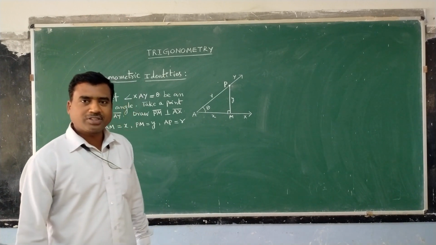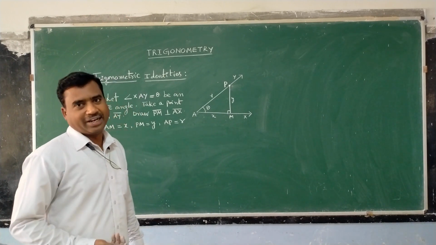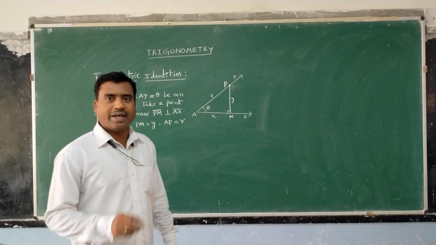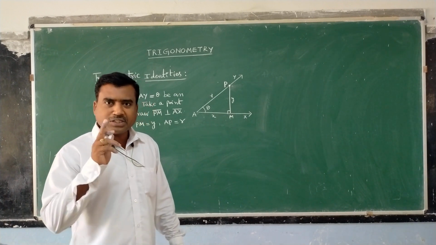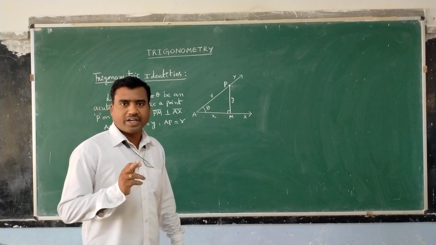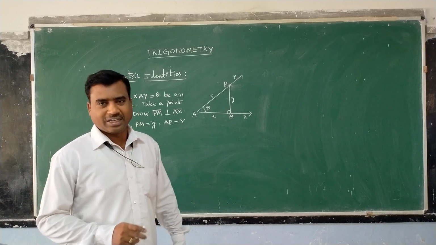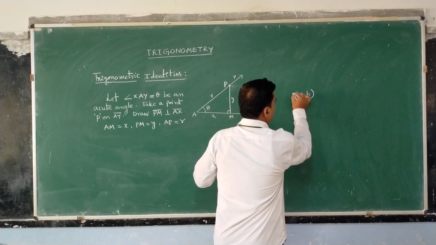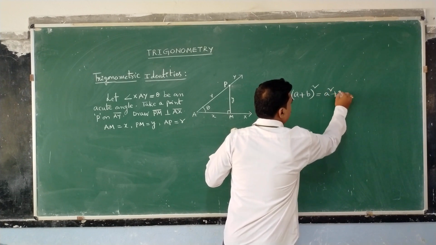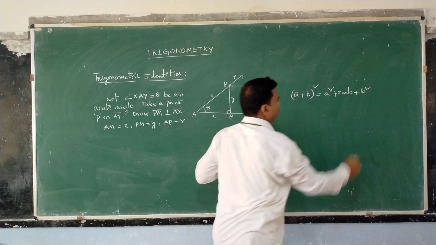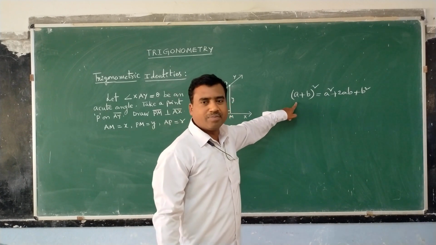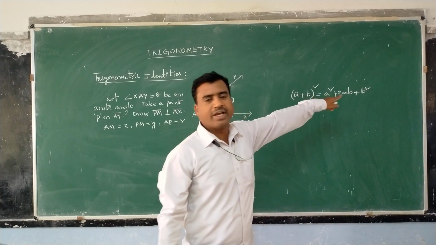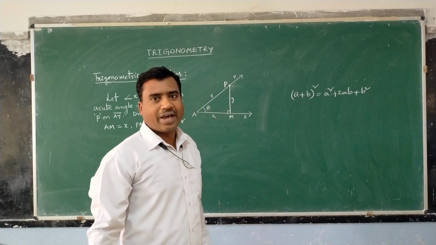So students, first of all, let us know what is an identity. An equation is said to be an identity if it is true for all values of the variables which occur in the equation. For example, (a + b)² = a² + 2ab + b². This is an algebraic identity. This is true for all values of a and b. So this is called an identity.